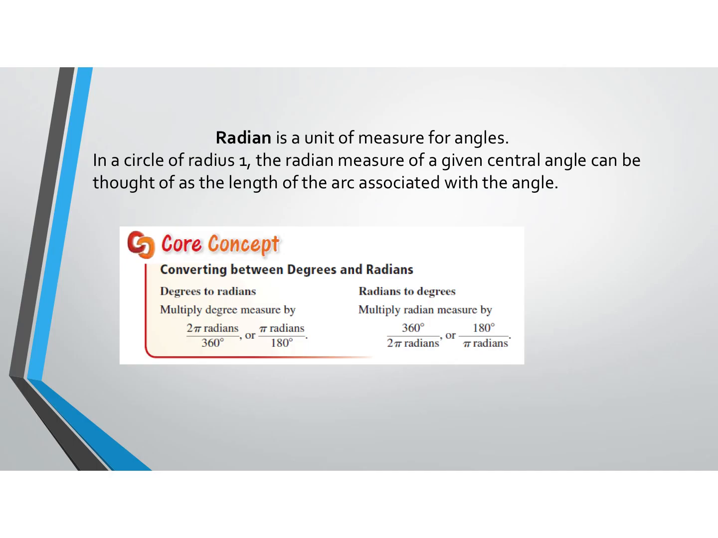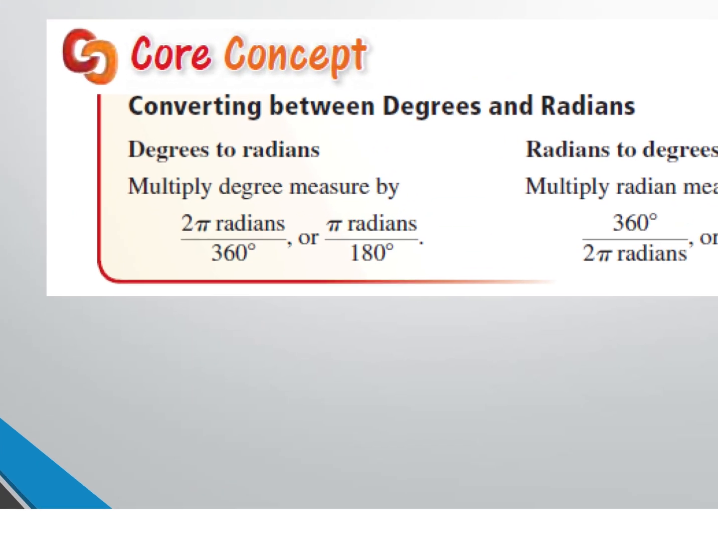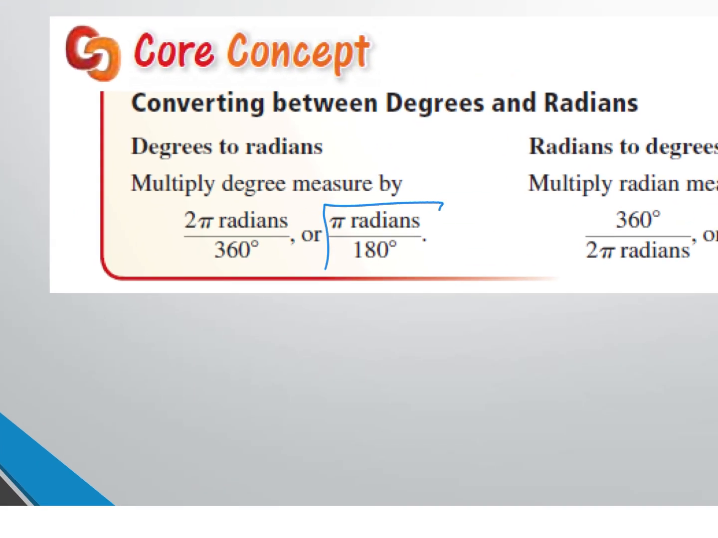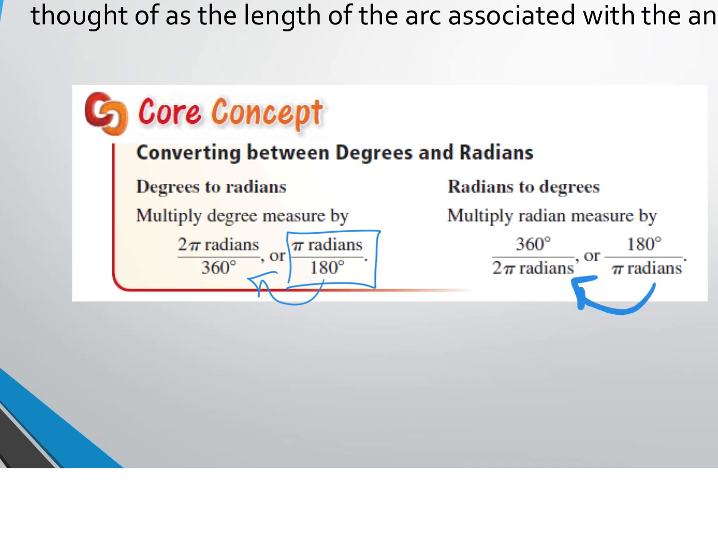All right, next slide has the definition of a radian. Now, we're used to measuring angles in degrees. However, you can also use another unit of measure called a radian. So in a circle with a radius length of 1, the radian measure of a given central angle could be thought of as the length of the associated arc with the angle. So notice this is what I'm going to multiply by my degrees in order to convert it to a radian. This is just a simplified fraction. Same thing here. It's just the fraction simplified.